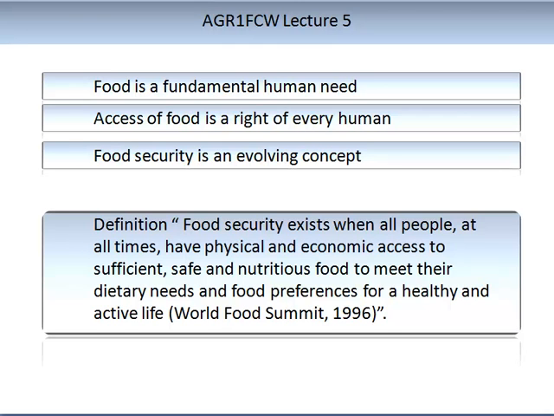One of the definitions which I think we will refer to here in this subject is that food security exists when all people at all times have physical and economic access to sufficient, safe and nutritious food to meet their dietary needs and food preferences for a healthy and active life. This definition was composed by the World Food Summit in 1996.